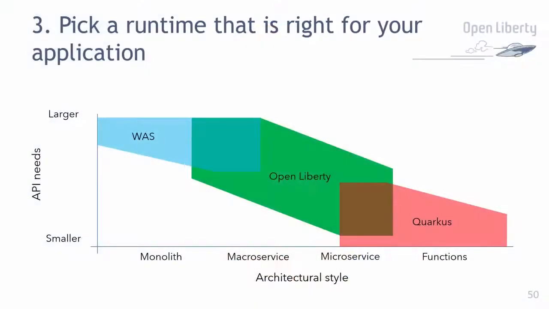OpenLiberty is great because it has a startup time of just over a second, so really good for microservices. But it also fits into this weird area of a macro service and a monolith. So you can use OpenLiberty for a monolith. That's absolutely fine. It has pretty much all the functionality WebLogic Application Server does. But it also fits in this macro service area. And a lot of people say, is that just a distributed monolith? And I'm like, no, what I would consider a distributed monolith is a well-architected monolith.